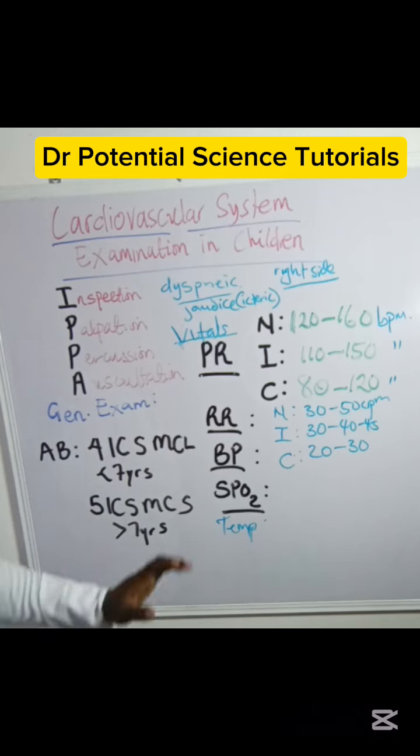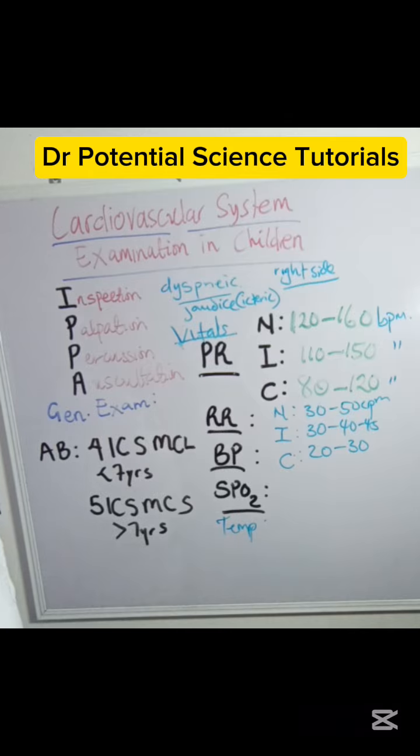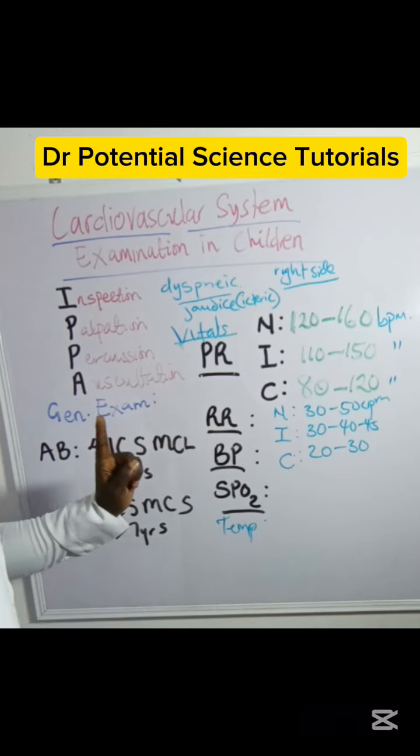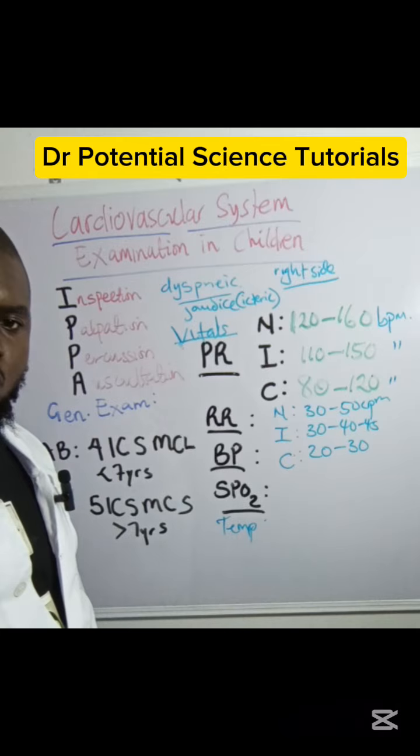For blood pressure, in children, we have special cuffs that we use for them. And anytime you're checking the blood pressure in children, you must always check both arms and both legs.